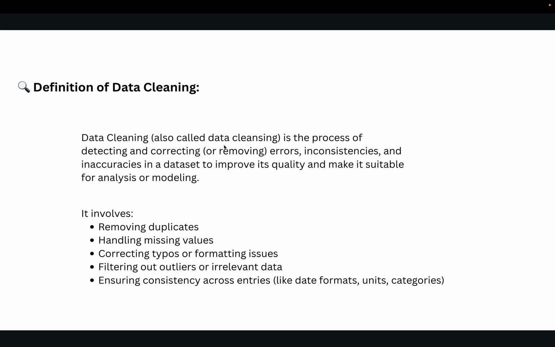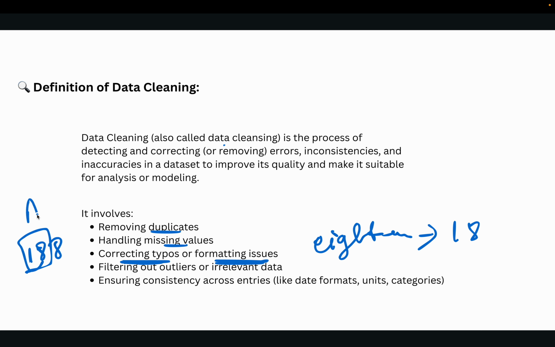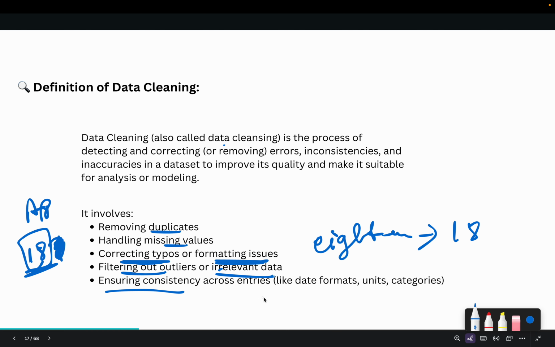Data cleaning means cleansing of the data, removing unnecessary data such as outliers, things which are not to the point, or a negative value which should not be there. Duplicates, missing values, correcting typos or formatting issues, like the 18 part. This is data formatting. Correcting typos: it might be 188 and it should be 18 for age. So you don't replace it with the mean, you just remove the last digit. Filtering out outliers or irrelevant data, ensuring consistency, like that.